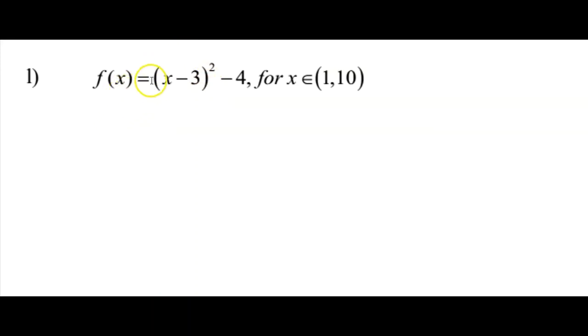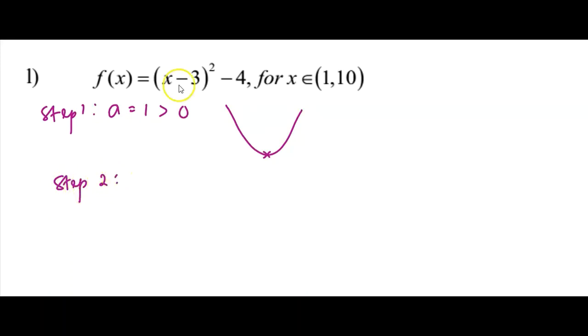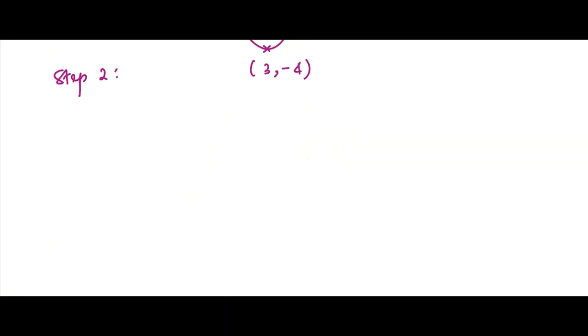The shape of the graph: since a is equal to 1, which is greater than 0, this graph has a minimum point. And the minimum point is given by taking the value from here, that is -3, reversing the sign, you have 3, and -4 will be the y coordinate of the minimum point. So from this information, now we can start to sketch our graph.